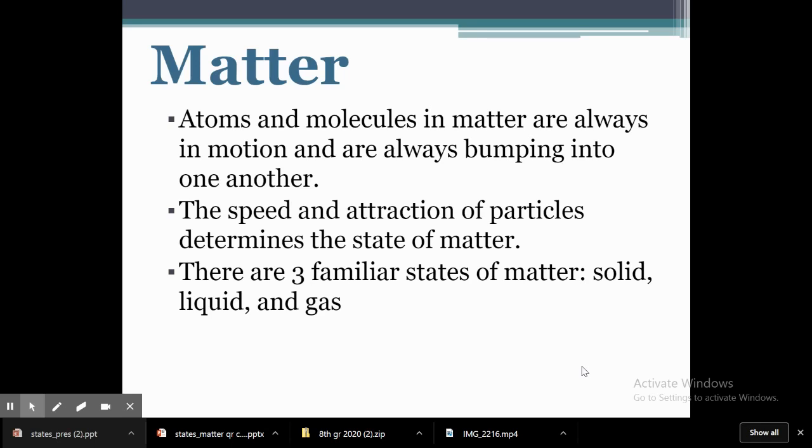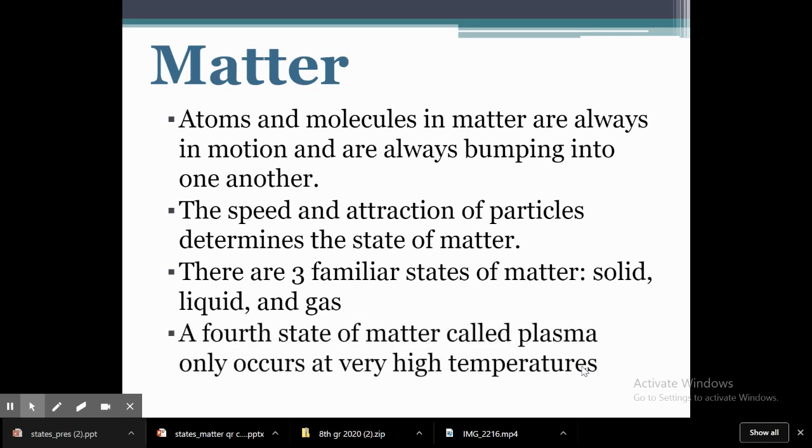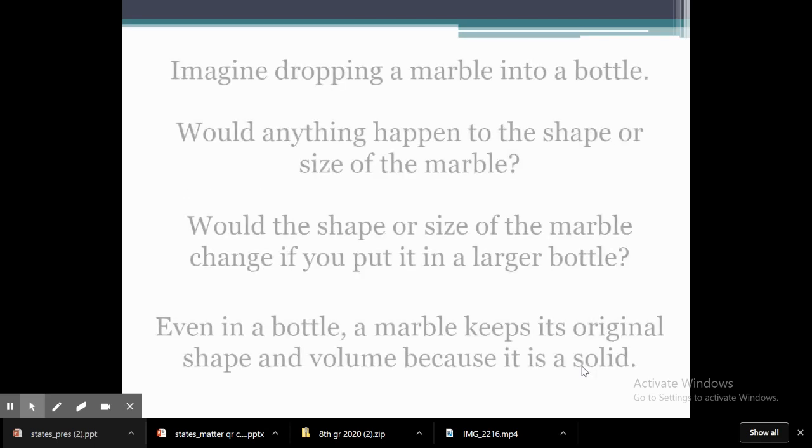The speed and attraction of particles determines the states of matter, and you already know the three states of matter that are always talked about, which is a solid, a liquid, and a gas. And then there is a fourth state of matter called plasma, and it usually occurs at very, very high temperatures. So think about the sun, because the sun has plasma.